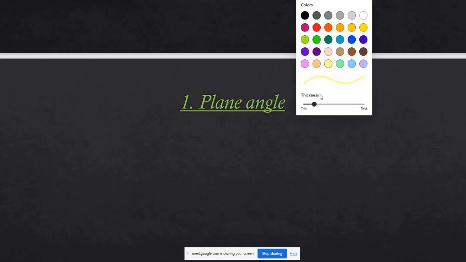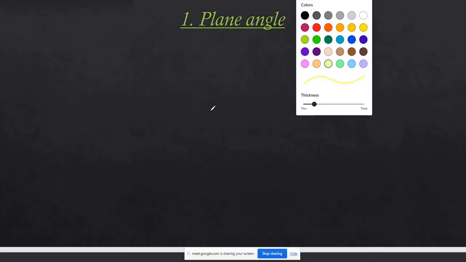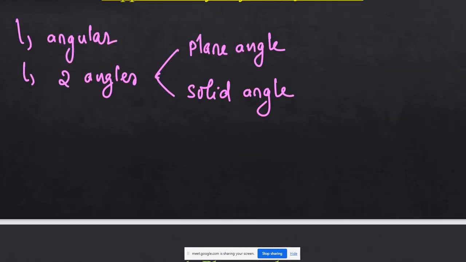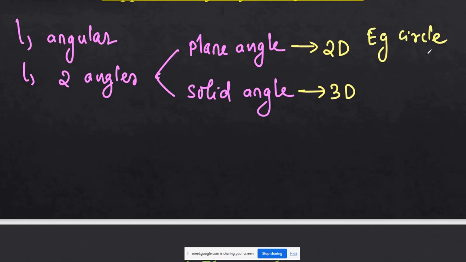First, we'll see about plane angle. What is the difference basically between plane angle and solid angle? Both are angles, but plane angle is considered for two dimensional figures and solid angle is considered for three dimensional figures. Suppose if I take a circle, it's a two dimensional figure. When I take a cone, it's a three dimensional figure. We just consider the angular part in two dimensional figures. There we call it plane angle. If we consider three dimensional figures, we call it solid angle.